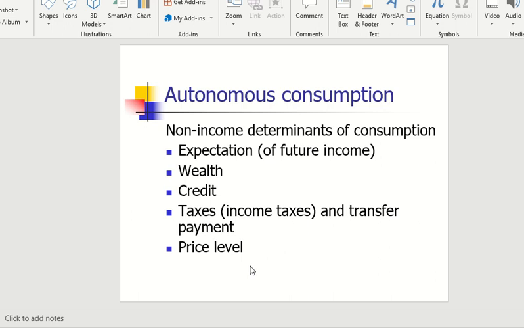If the price level comes down, what that means is the purchasing power goes up in general. So we are going to be able to enjoy more consumer goods, more consumption in real terms. So those are some of the non-income determinants of consumption, and they contribute to autonomous consumption. I'm sure there is a longer list than what we have here, but in this classroom, we are going to focus on these determinants.